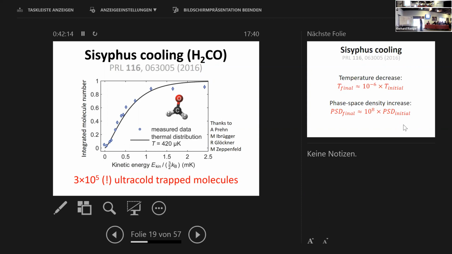Any questions? Could you summarize what's the difference between H2CO and the CH3F? What's the difference between this molecule and the other one?